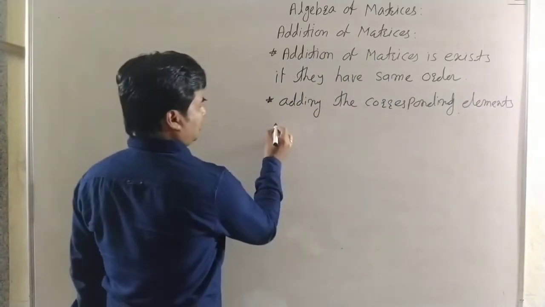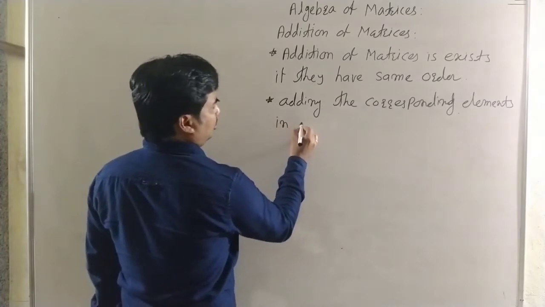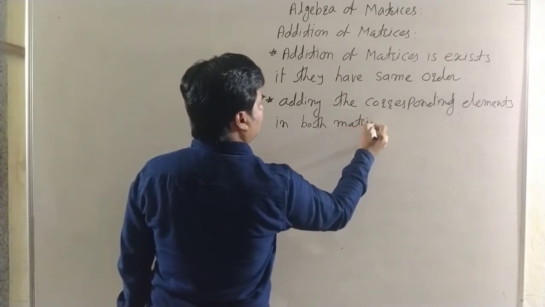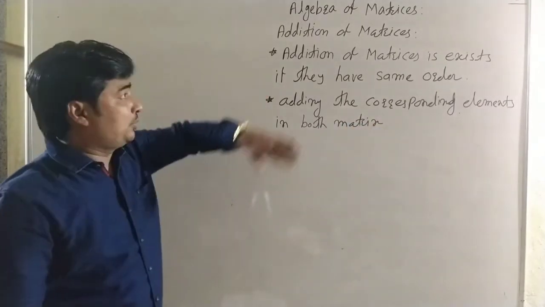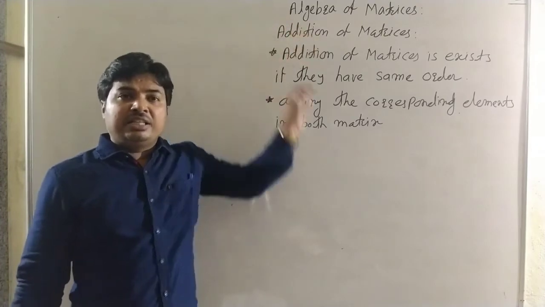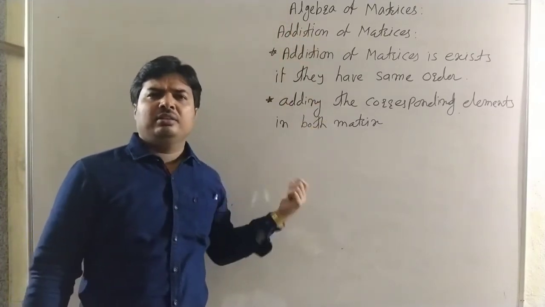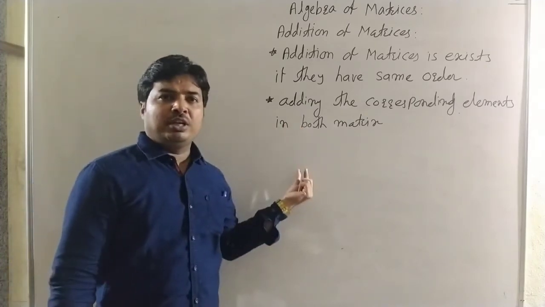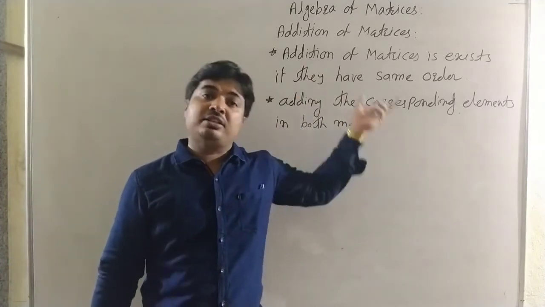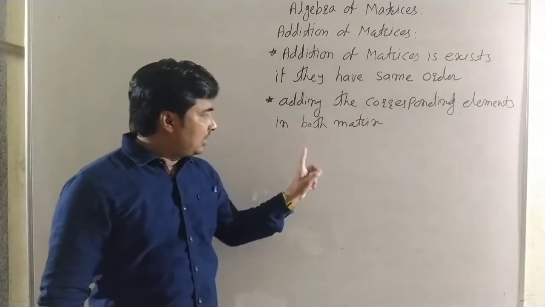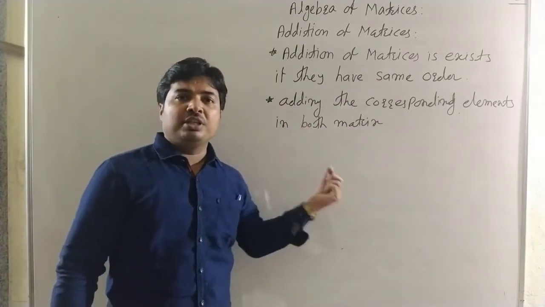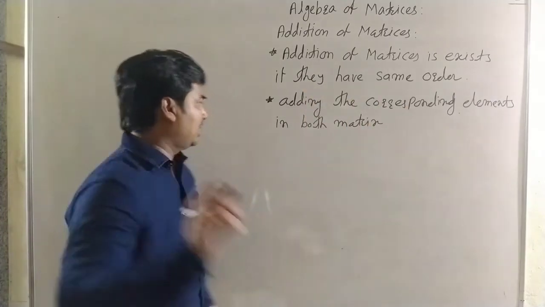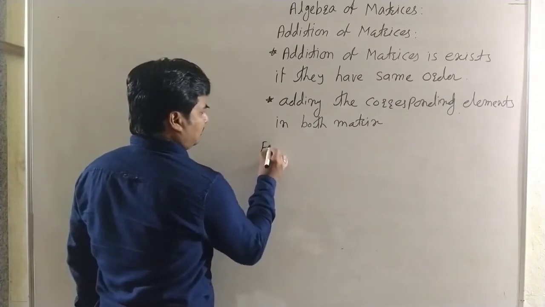Adding the corresponding elements in both matrices. Okay, see carefully. First, addition exists if they have the same order, and then we add the corresponding elements. That is, the 1 1 position element in the first matrix is added to the 1 1 position element in the second matrix. Then the 1 2 position in the first matrix is added to the 1 2 position in the second matrix. Okay, now we see an example.